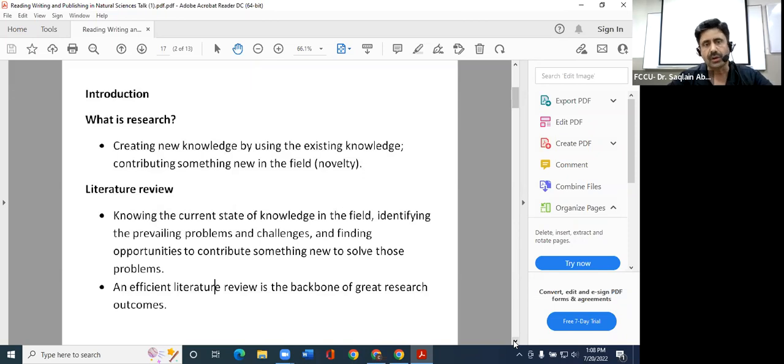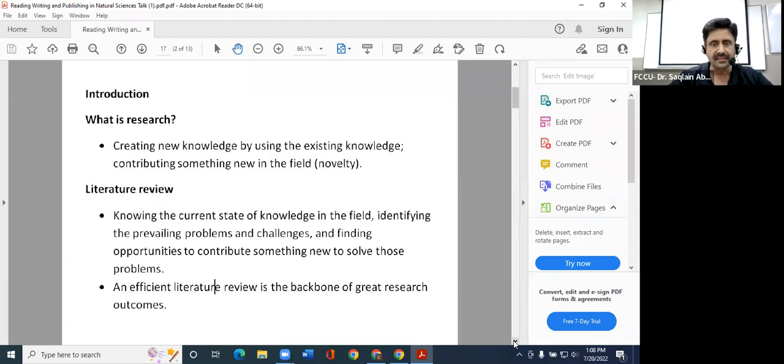So literature review is all about knowing the current state of the knowledge in that particular field, identifying the prevailing problems and challenges, and finding opportunities to contribute something new to solve those problems. As I told you earlier, there are thousands of research groups all across the world, thousands of researchers and scientists in top class universities. They are all contributing to new knowledge, creating new knowledge simultaneously while you are working in your own labs.